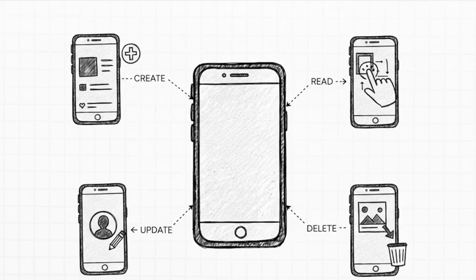So why does any of this matter to you? Because every single day, you are triggering these commands without even knowing it. When you write a post, you're creating. When you scroll through your feed, you're reading. Edit your profile, that's an update. And of course, when you delete a photo, you are deleting.